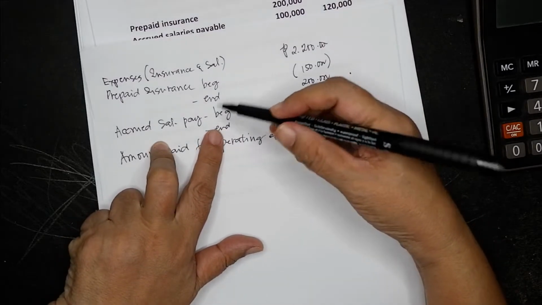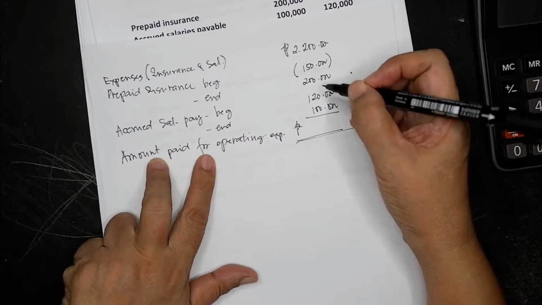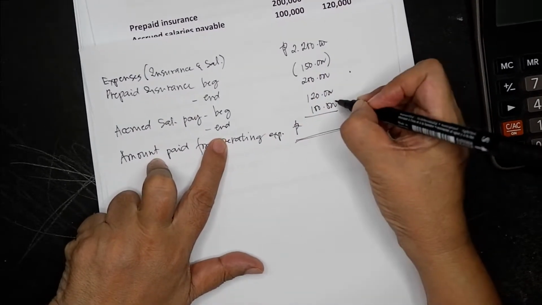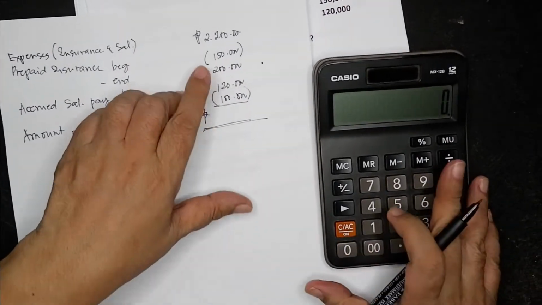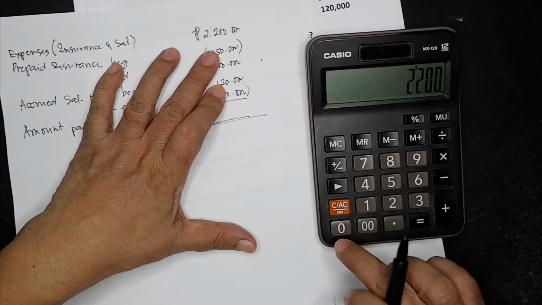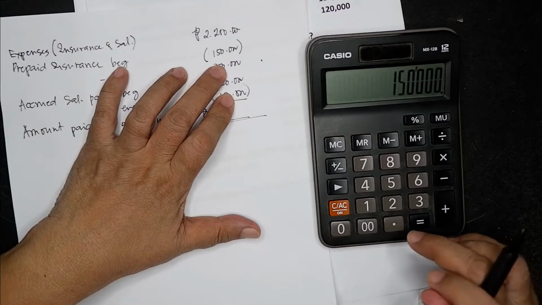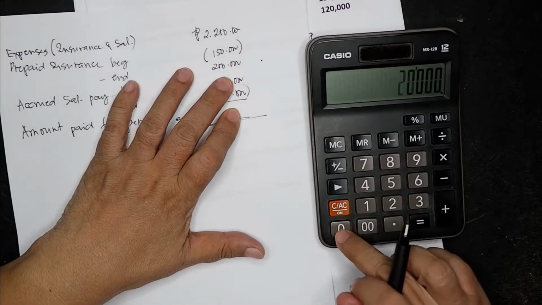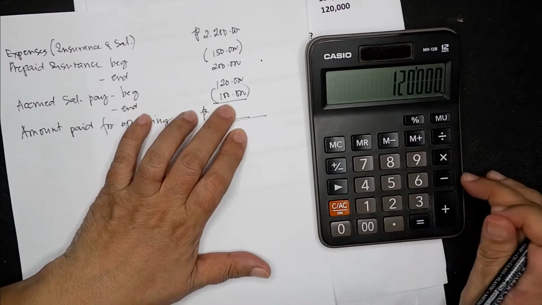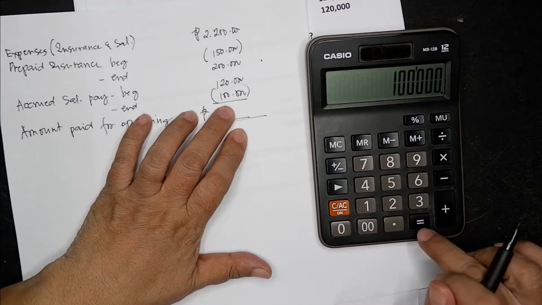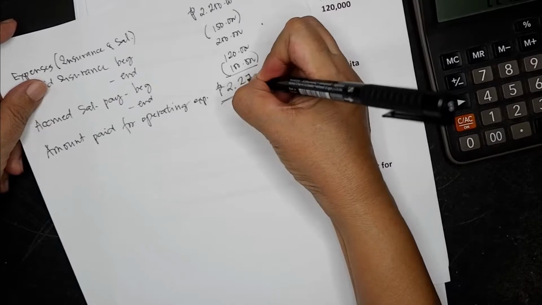So, this is accrued salaries payable beginning. Was that paid this year? Yes. And what about accrued salaries end? No. So, remove it. So, how much expense was paid this year? That is 2,200,000 minus 150,000 plus 200,000 plus 120,000 minus 100,000. So, that is 2,270,000.